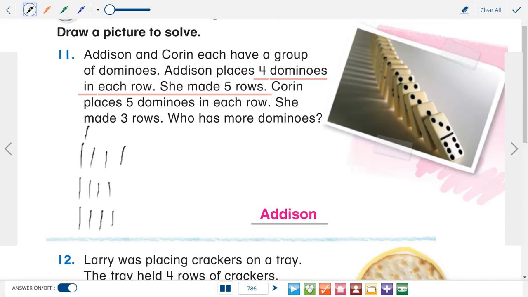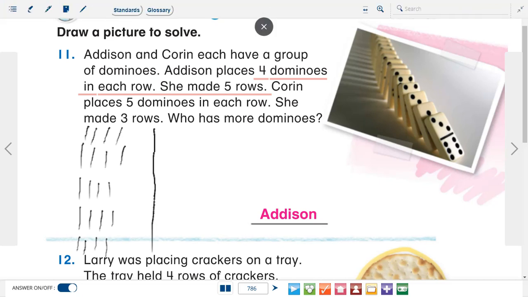They should be under each other, so I will try to add the fourth and the fifth here. Now they are 1, 2, 3, 4 rows. 1, 2, 3, 4. Now we have 5 rows. So this is what Addison made. Okay, I'm going to put a line. Corinne, I will underline it with another color.